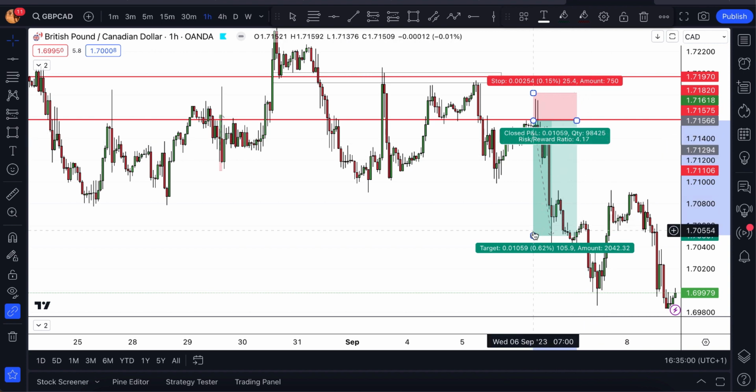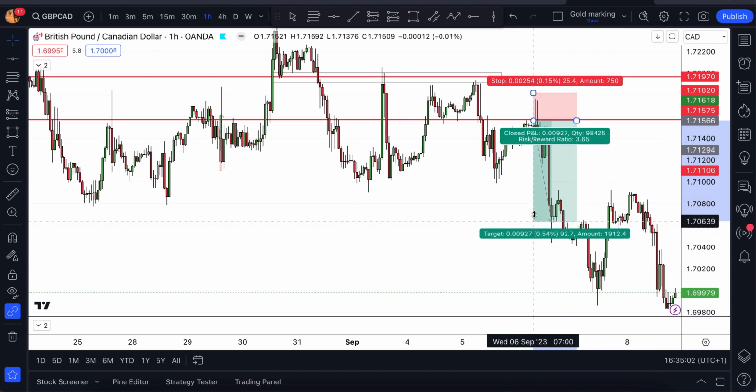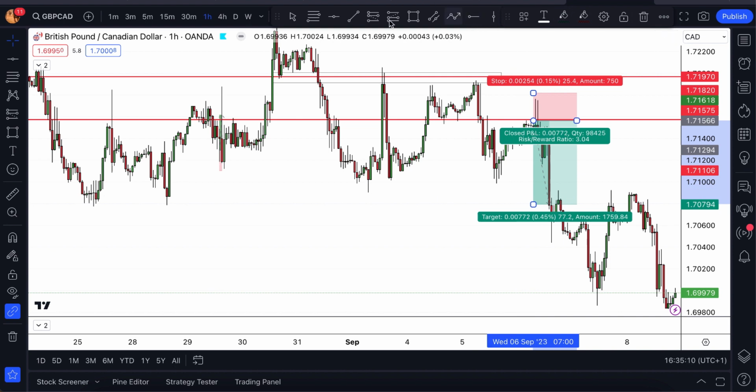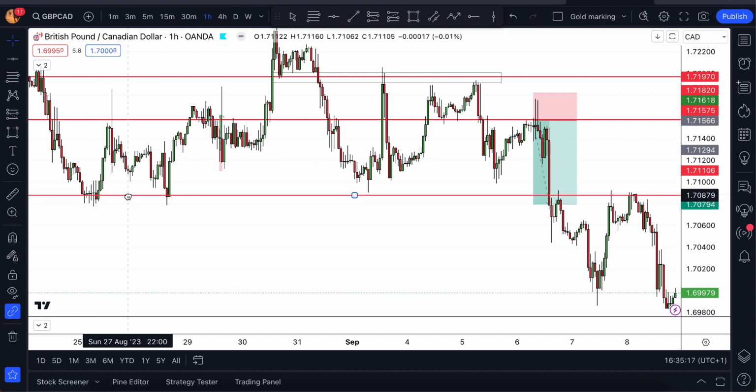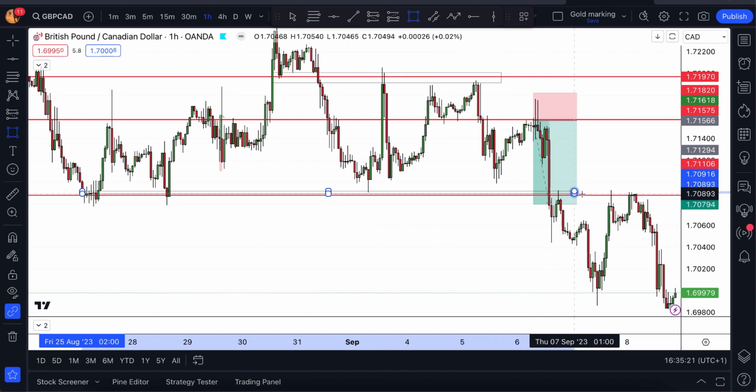It's 1 to 4 here, but I like to minimum aim for a 1 to 3 because it keeps my trading more sustainable. And as you can tell, guys, if you aim for 1 to 3, there was another level here that was respected, and then this was a previous support level, and that was respected really well. So you can either draw a line, or you could draw a box as well, depending on what you prefer.